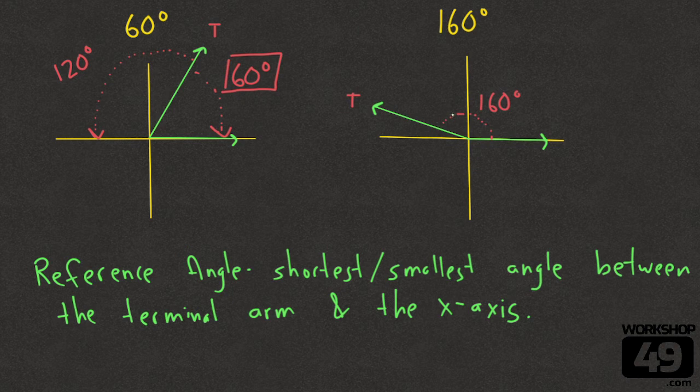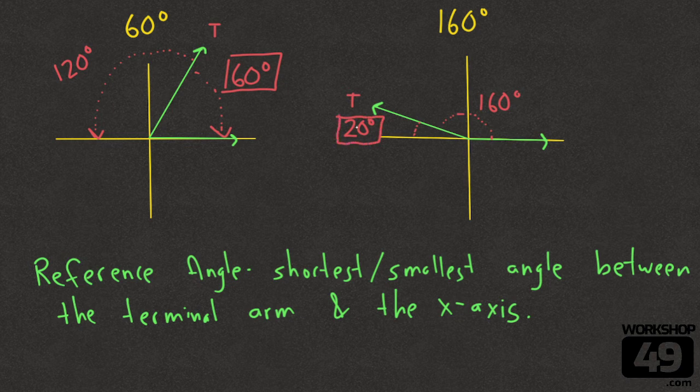We could go back 160 degrees to get to the x-axis, or, and just hear me out, we could continue rotating a little bit more to reach the x-axis. How much more? Well, if we've already rotated 160 degrees, this would be 20 degrees more, which is in fact the shortest, it's the smallest angle between this terminal arm and the x-axis.